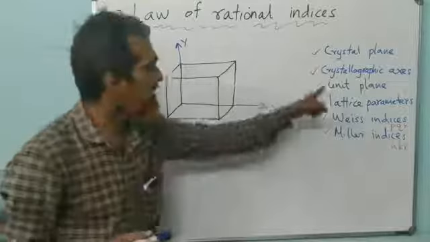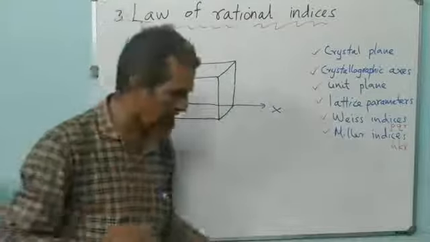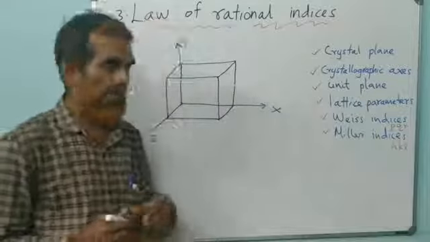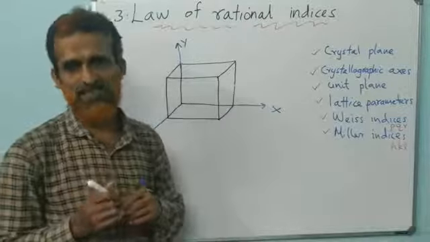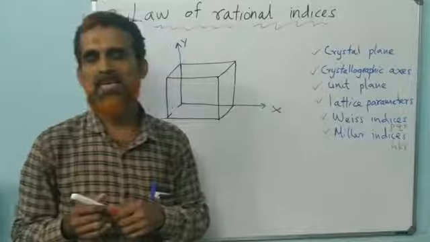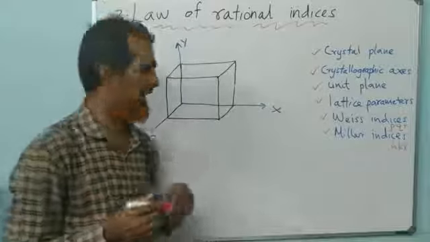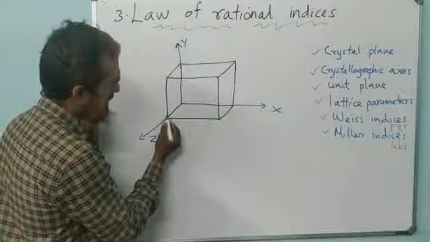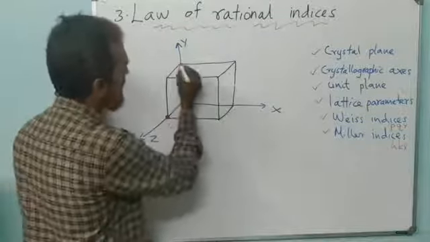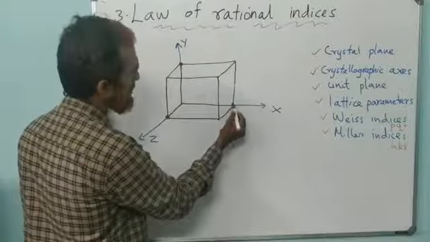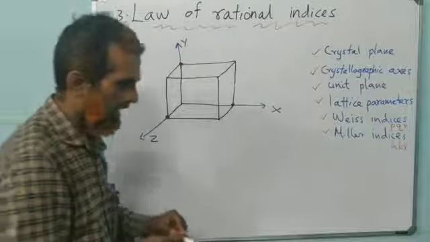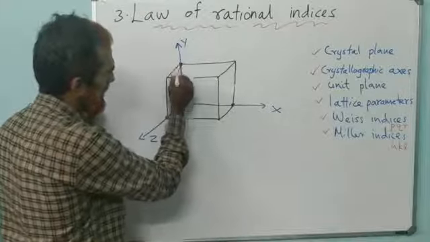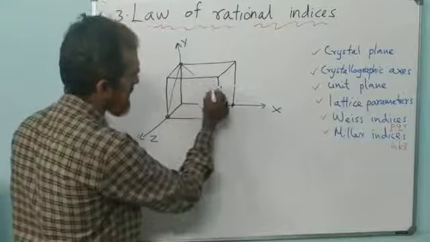Let me define what is a unit plane. It is a crystal plane which intercepts all the axes. That is the point. A unit plane is a plane which cuts all the axes. So let me consider an example. Suppose there are particles at these points. And let me draw a plane connecting these three particles.